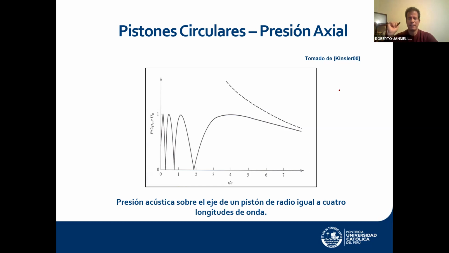Now, this would be an example where you have the pressure along the axis of a circular piston in the specific case where the radius of the piston divided by the wavelength is equal to 4. And there's a whole bunch of interesting things that you may be able to see. One of them is that you have 1, 2, 3, and 4 points where the pressure reaches its maximum value.